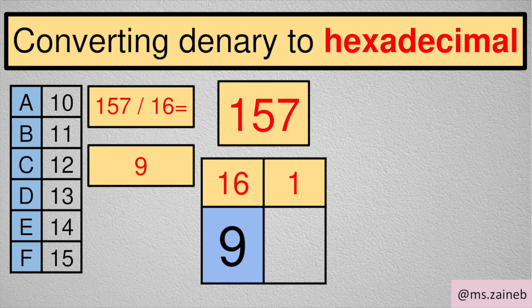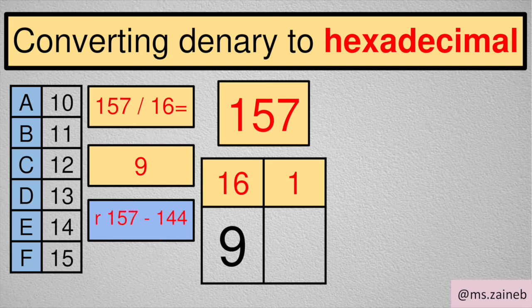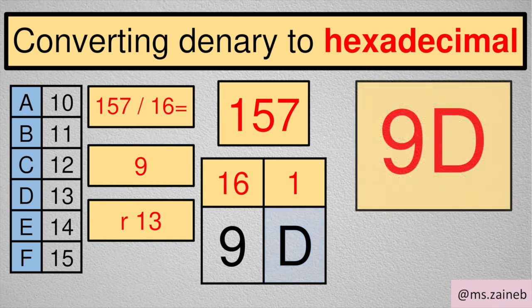So it's easy to work it out. You do 16 times 9, and then you take that away from 157. So it's 144. So 157 minus 144. Remember, 144 is what 16 times 9 is, okay? So 157 minus 144 is 13. Now, we can't put 13. We know we can't write the number 13. So remember, that's what we have those blocks on the left-hand side for. So what does 13 mean? 13 is a D. So I would put D in. So it would be 9D. Easy peasy.